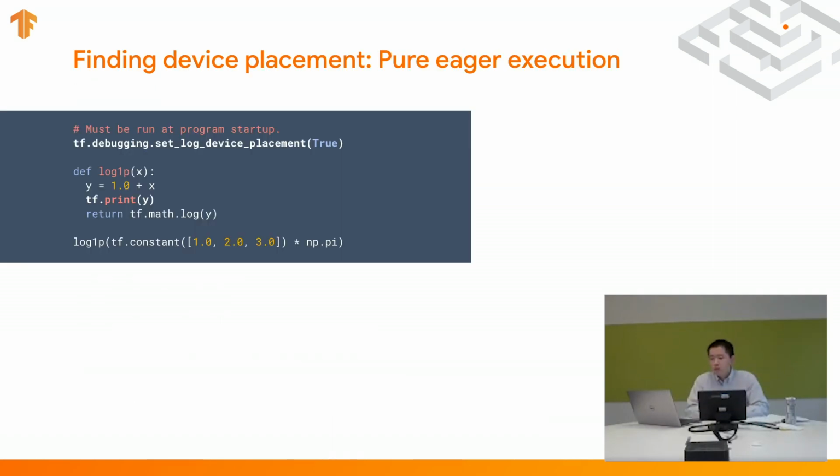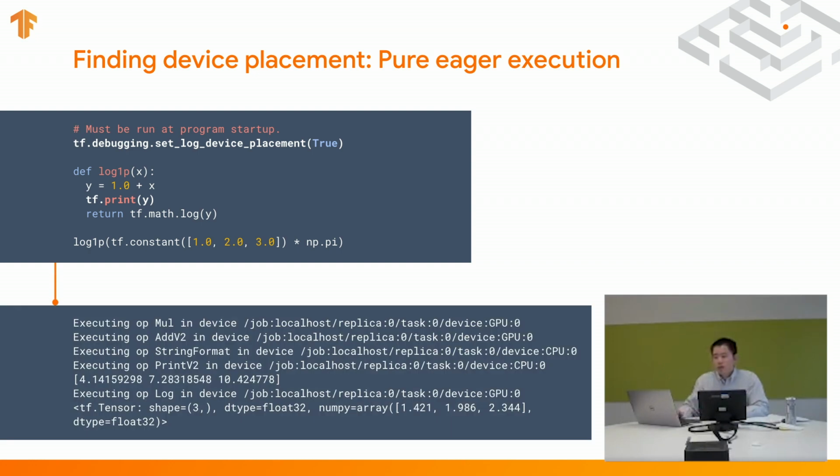So again, if the program is running purely eagerly, then it's pretty straightforward. You can just call an API called tf.debugging.set_log_device_placement equal to True. And then when those operations are executed eagerly, you will see lines being printed to stdout. For instance, when the multiplication operation here is run, you will see a line that tells you that the Mul op is running on the GPU. And when the print statement here is running, it's actually running a PrintV2 op on the CPU. So here you can see clearly where the ops are running, whether it's on CPU or GPU, and if you have multiple GPUs, which GPU it is running on.